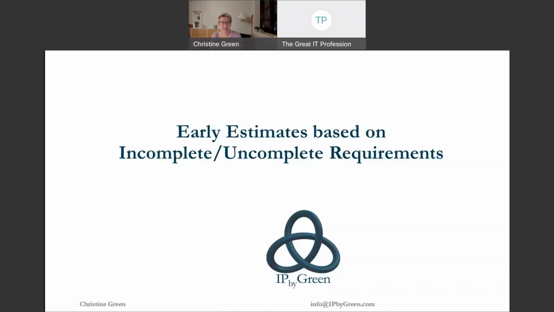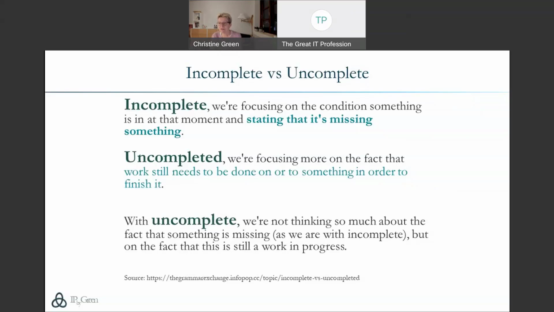So, incomplete means that we're focusing on the condition that something is missing. And one of the things that I want to walk you through is that something is not necessarily missing, but in order to do the estimate, we need to base the estimate on what we know at the time that we do the estimate. So I actually do believe that the technique that I'm going to share with you is more about the incomplete requirements, because incomplete means that we still know that there are things we need to do.